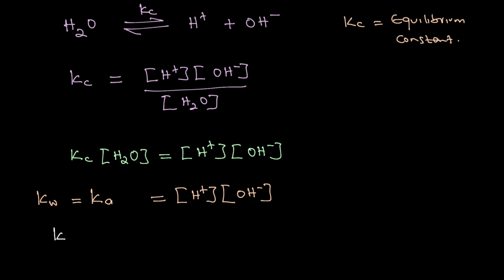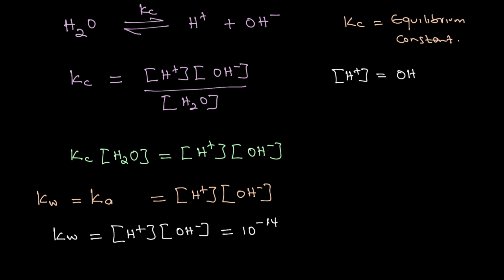So we can write Kw equals the concentration of H plus times the concentration of OH minus, which is equal to 10 to the power minus 14. But don't forget, it's water dissociating, so the H plus concentration equals the OH minus concentration, which means we can call them X. So X times X becomes X squared equals 10 to the power minus 14. Therefore, X becomes root 10 to the power minus 14.